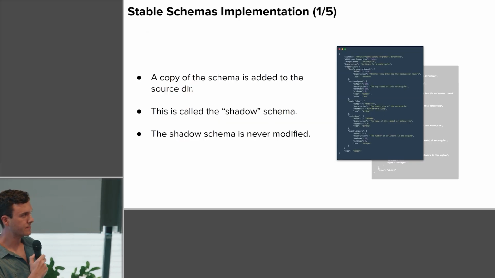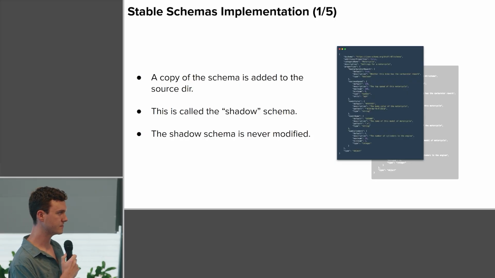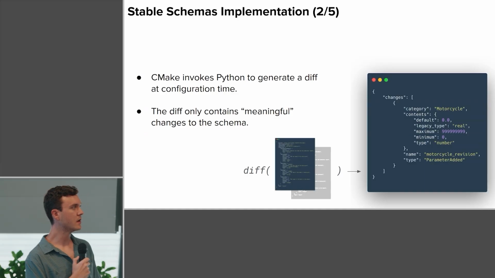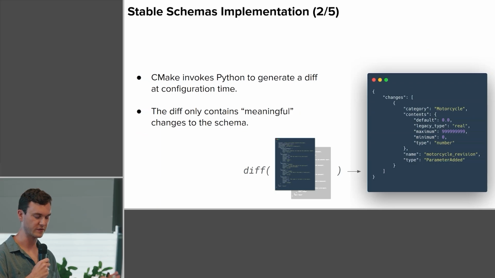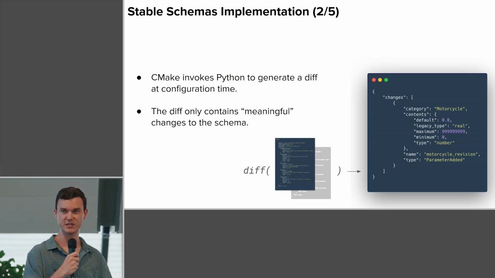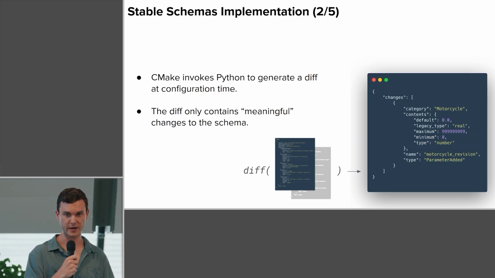Cool. Step 1. Make a copy of the schema that we're calling this shadow schema thing. That's pretty simple. This is just a copy of our schema file. Step 2, and this has a nice relationship with the stuff that we talked about over in the first half of this presentation. We can use that in-memory Python representation that I showed to actually parse out the differences in the schema that we care about.